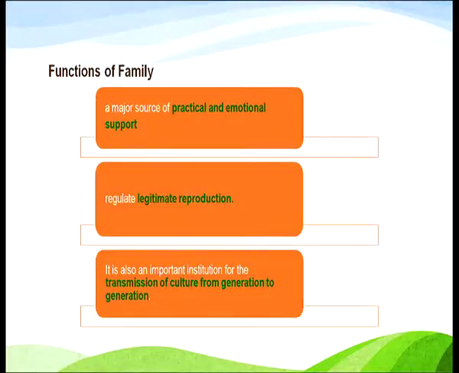A major source of practical and emotional support is also considered very important. It regulates legitimate reproduction because marriage institution is also the subsystem of our family. It is a very important institution to transmit culture from one generation to another.